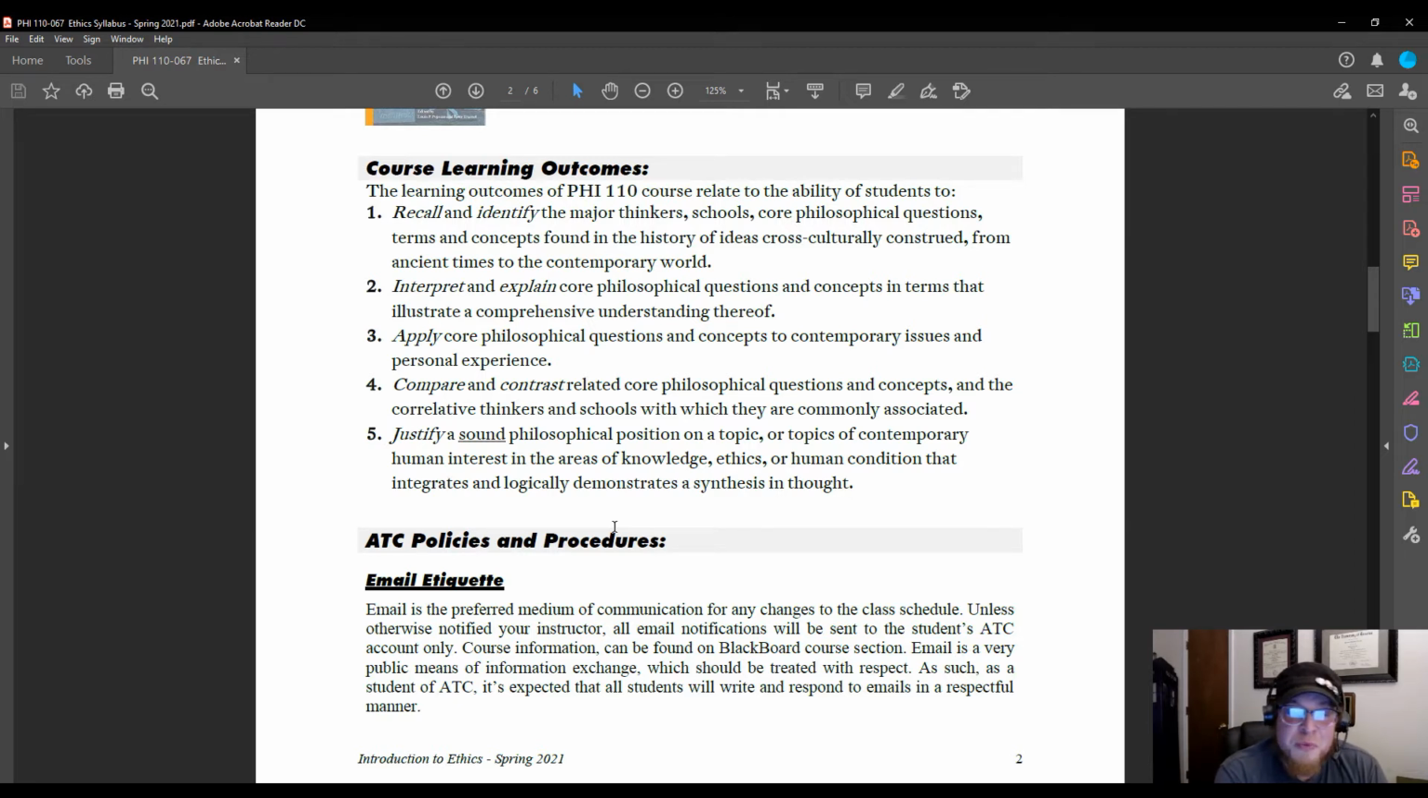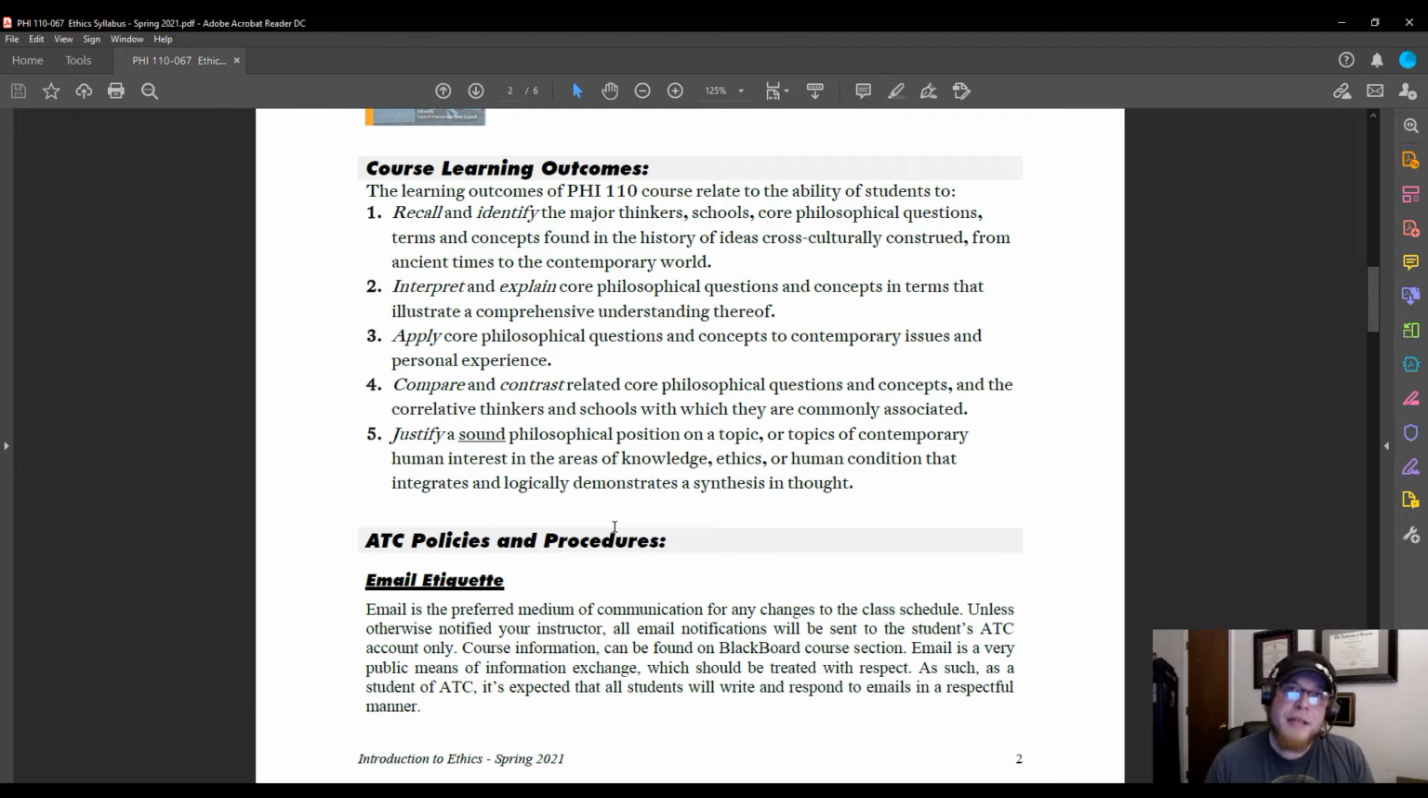Fourth objective, I want you to be able to compare and contrast related core philosophical questions and concepts and the correlative thinkers and schools with which they are commonly associated. This is basically the ability to compare and contrast different ethical ideas. These people say this about what's right and wrong, but these other people say this about what's right and wrong, and here's how these are different from each other, to be able to at least distinguish this. And not merely to go, these people are stupid, and these people are more stupid, or something like that, which is what people often do.